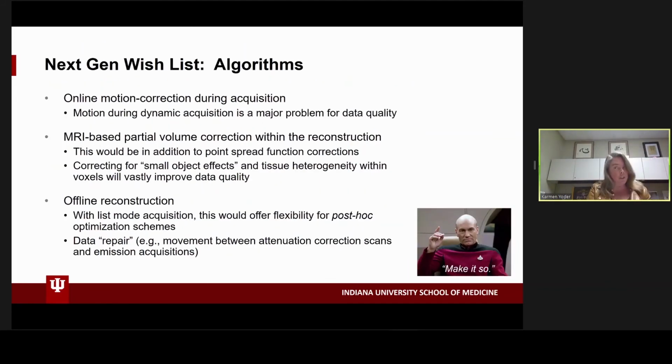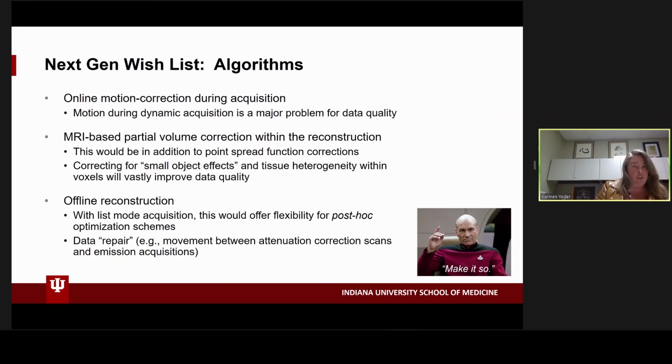I have a wish list of algorithms that I'd like to see be made more readily available. One big one is online motion correction during acquisition. And this is really huge because motion is a major problem for both clinical work and research acquisition protocols. It's a big problem for our data quality. Similarly, it would be great if we could have MRI-based partial volume correction at the level of the reconstruction so that we could get better spatial resolution and be more confident in accurately resolving the source of the PET signal.